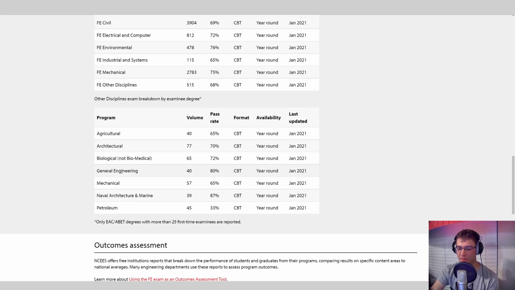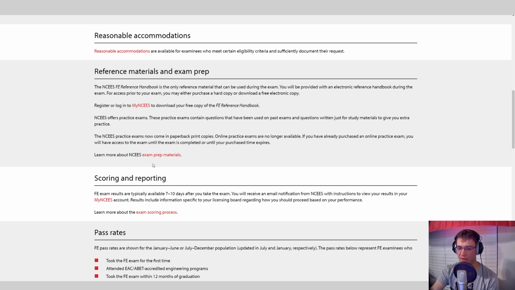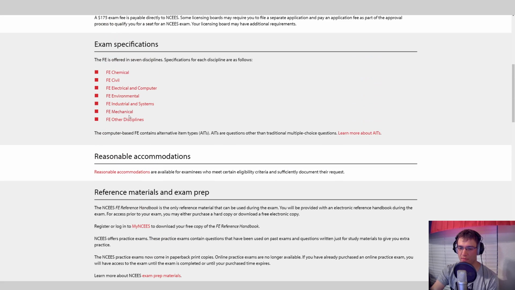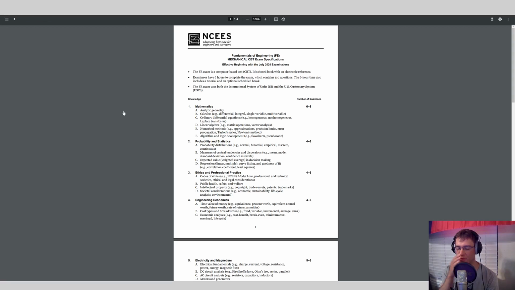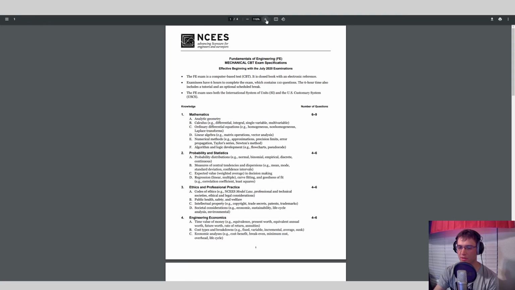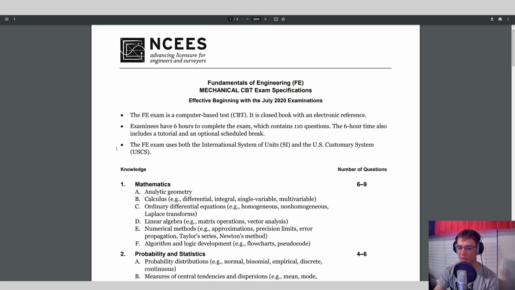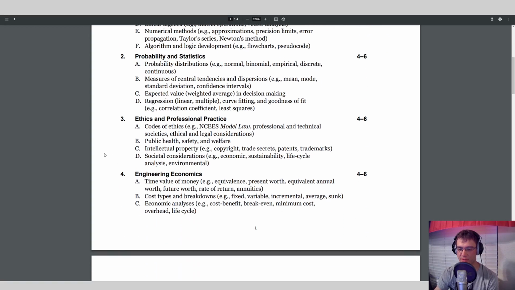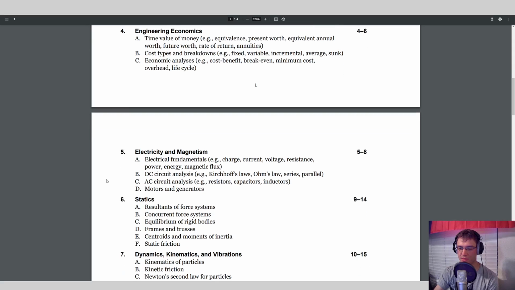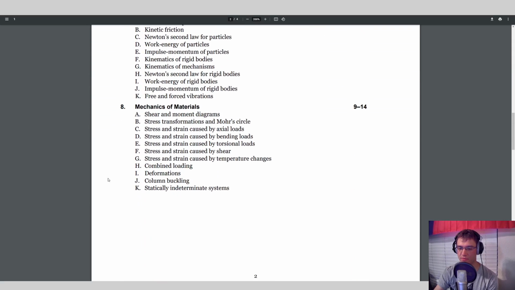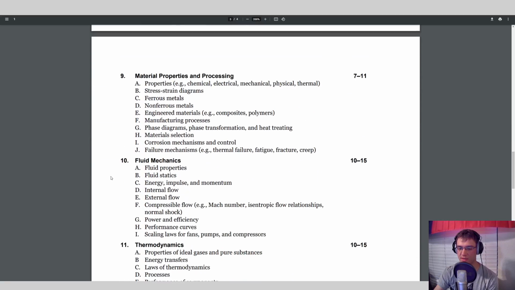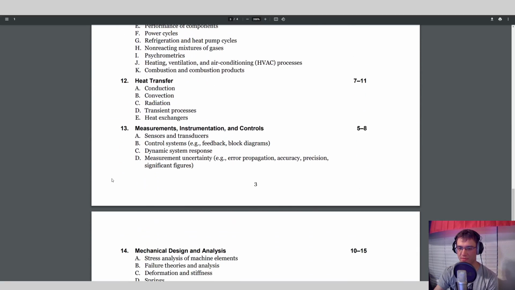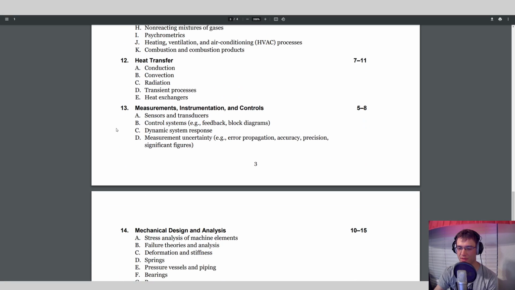to me if I attempted the general engineering exam. Mechanical is probably going to be the most applicable, but not to my degree. Probability statistics, ethics, professional practice, engineering economics, electricity, magnetism. This is all the same. Heat transfer's got its own thing here.